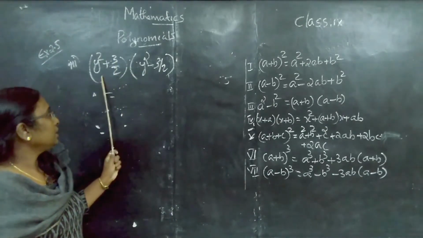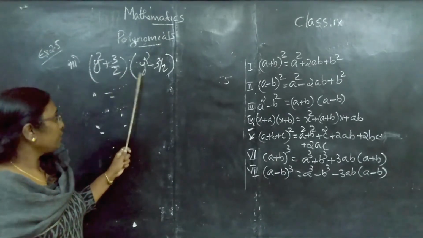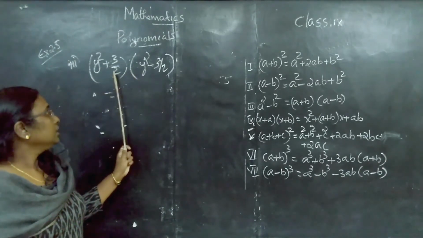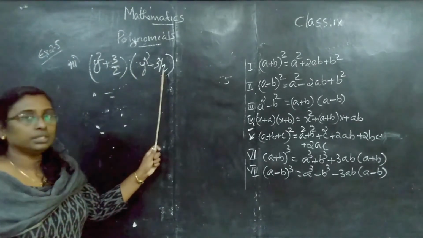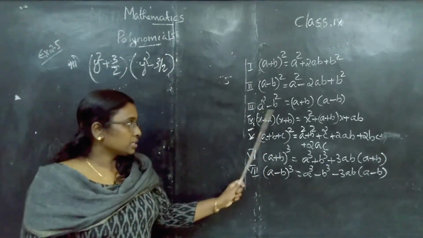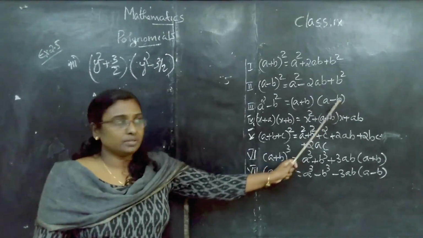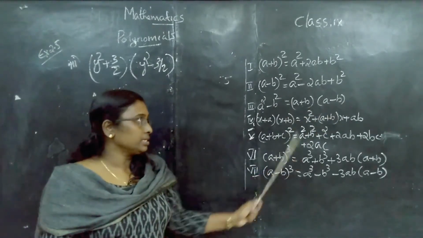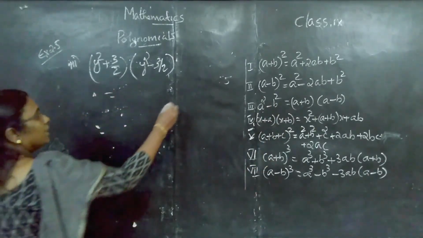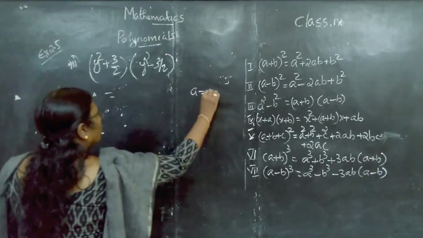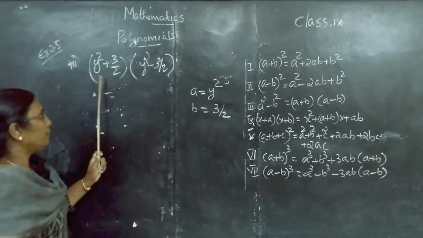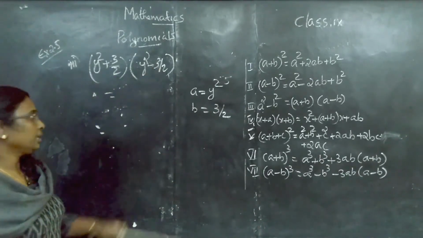This is similar to here. In both the factors, first terms are equal. Here it is y square, here it is y square. The second terms are here 3 by 2, here 3 by 2. This is similar to which identity here? Yes, a plus b into a minus b. It is a square minus b square. So here what is a? Y square. What is b here? 3 by 2.